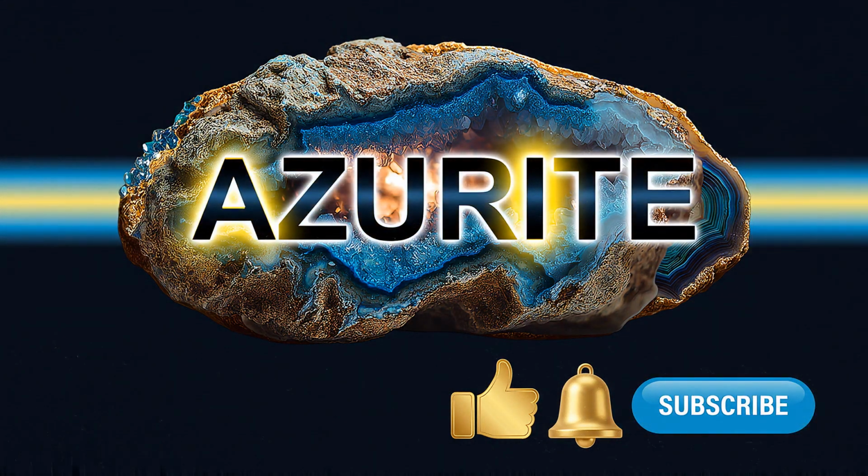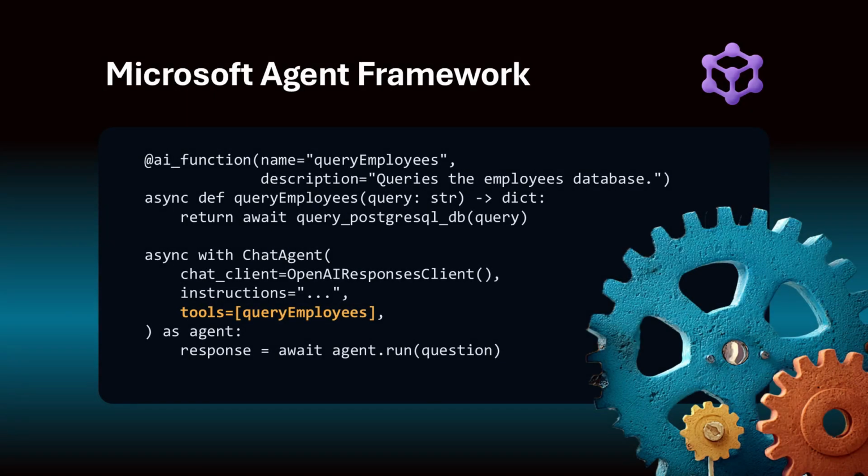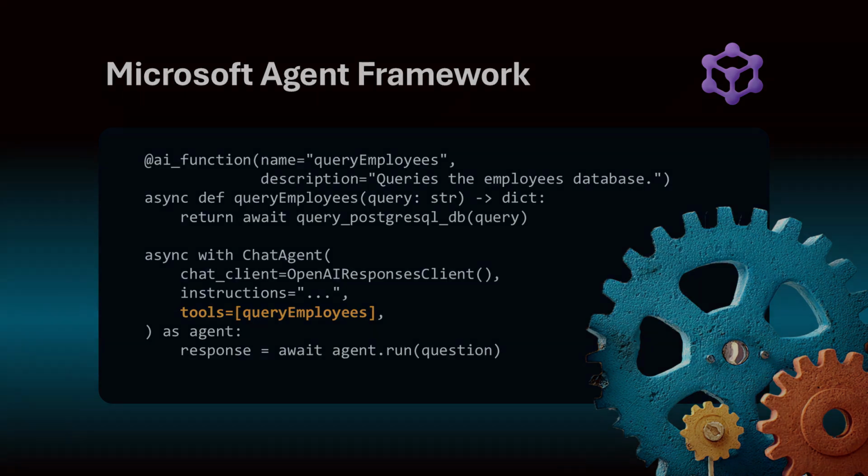Now let's keep going. Microsoft Agent Framework. Decorate the function with that AI function. Give it a name and a description. Then pass it to Chat Agent in the tools list. Agent.run handles the whole tool loop. The agent calls the function, and you get the answer back.